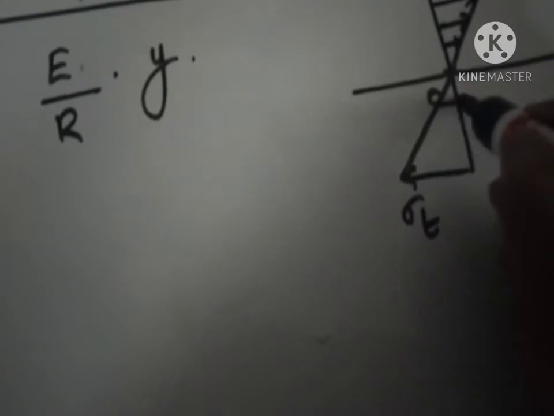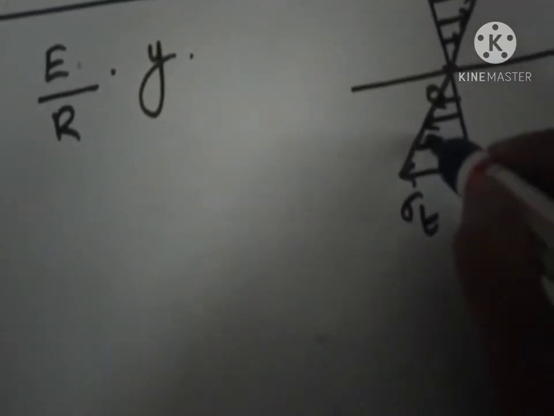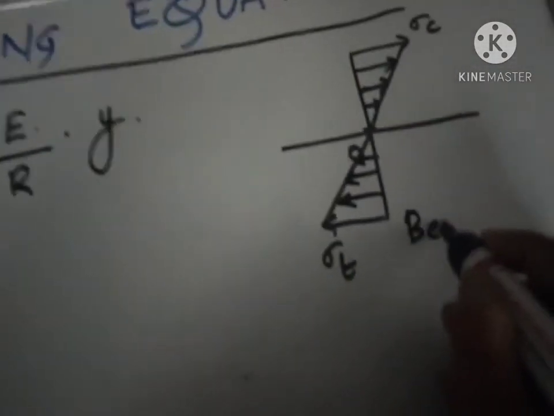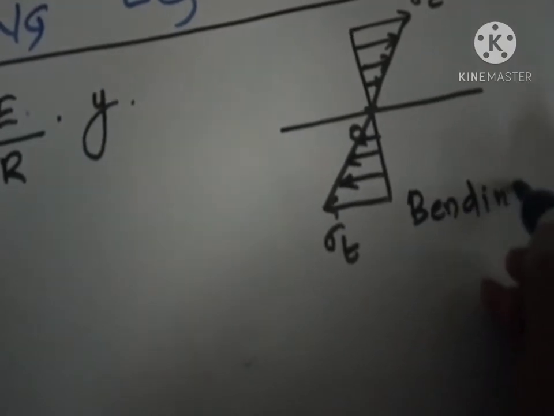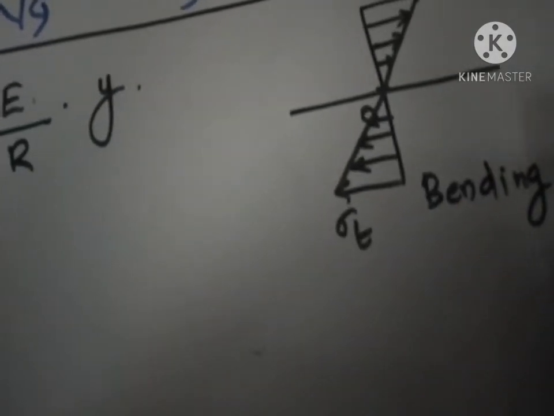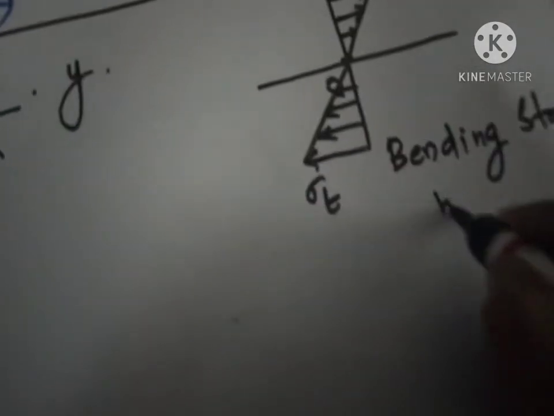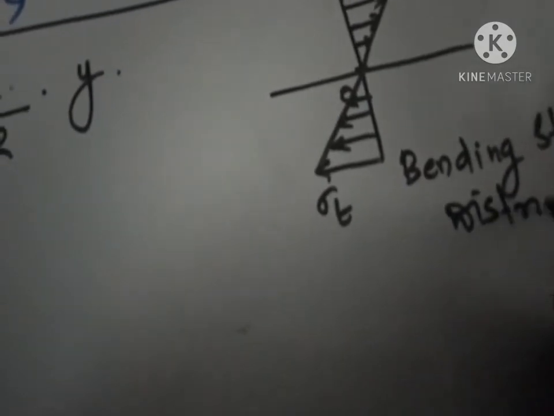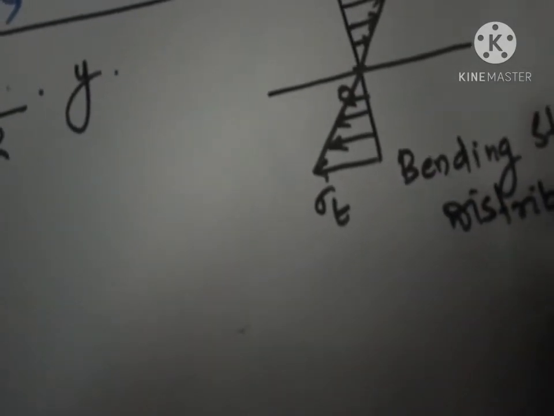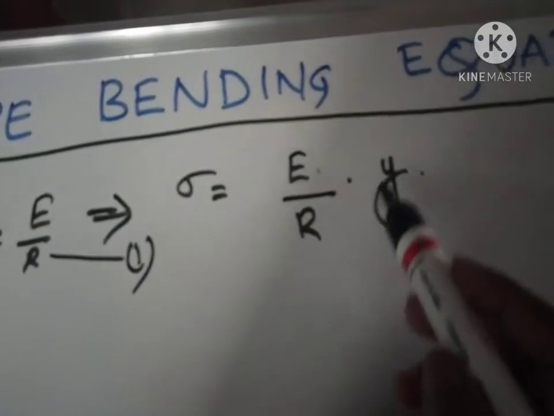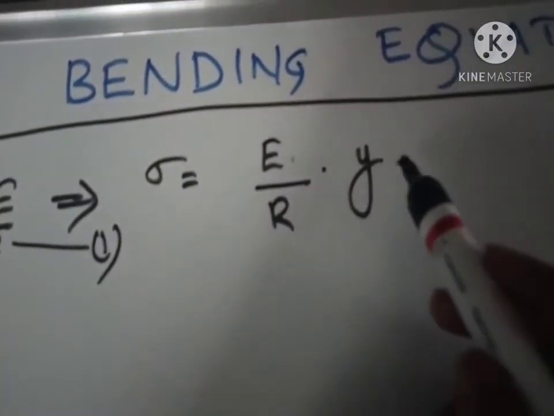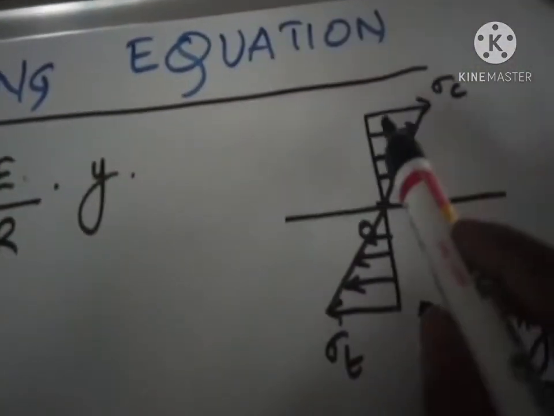This is the bending stress distribution, or the normal stress distribution. It is given by E by R into y. E by R is a constant. Depending upon y, the variation will be like this.